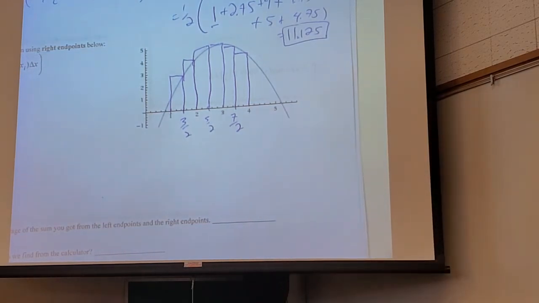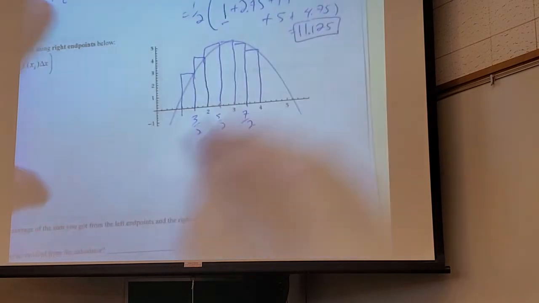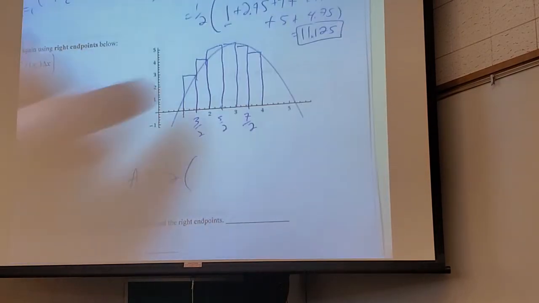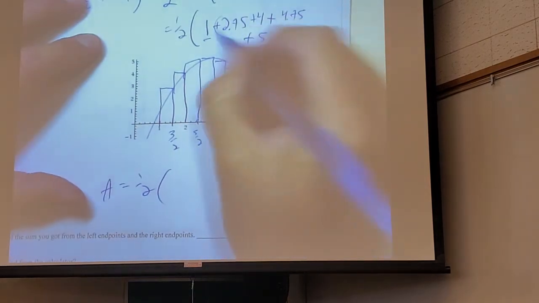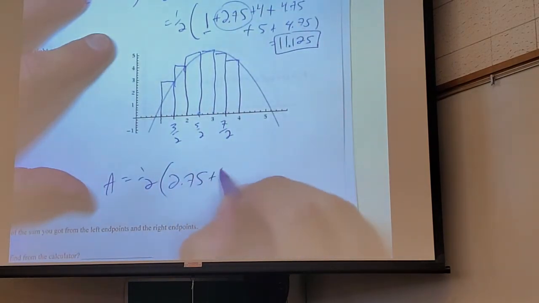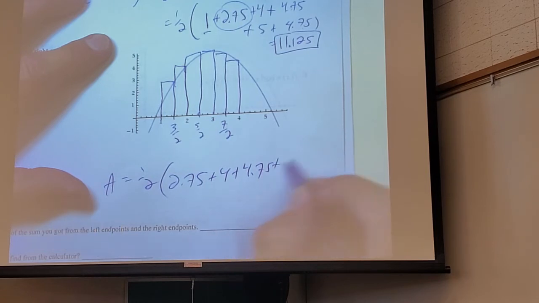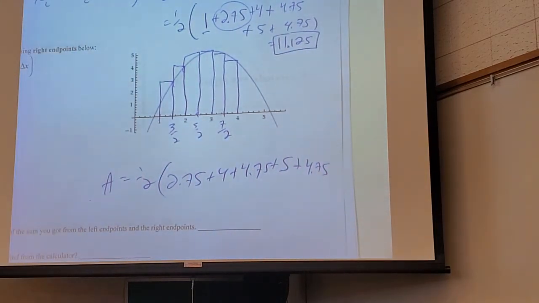So watch this. Now, this is going to be 1/2, that's the width, right? That's the width that we factored out. And I just start here. 2.75 plus 4 plus 4.75 plus 5 plus 4.75. And now I just need the next height, because now I'm actually using 4 to get a height.